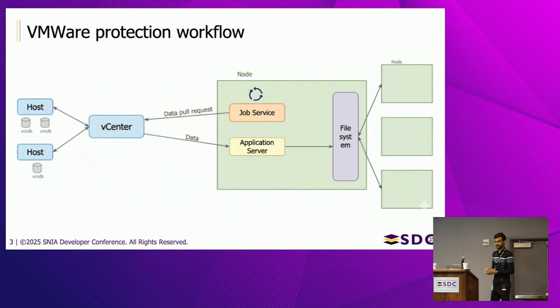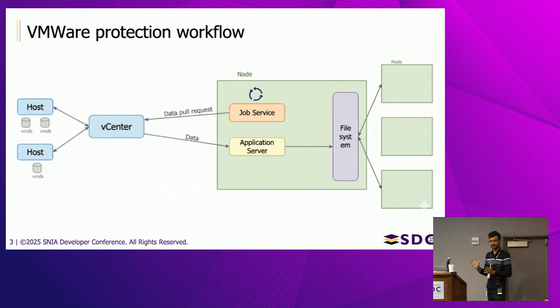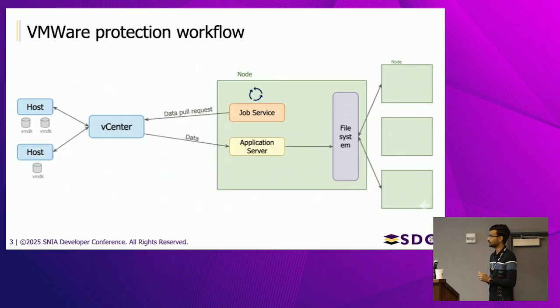So let's start with the basic protection workflow. Let's say you want to protect a VMware object with Rubrik. The way you do it is, first you configure the vCenter with Rubrik so that all your VMware objects are discoverable. Then you attach an SLA to whatever object you want to protect. Then our periodic job service will pull the data and ingest it into our distributed file system for protection.